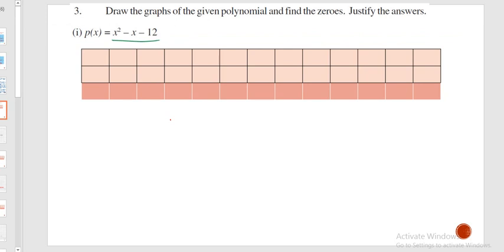So what is the given polynomial? x square minus x minus 12. So x square minus x minus 12 is the given polynomial, right? If you want to plot the graph for this, we are going to consider the values of x, then we are going to get the corresponding values of p of x. Now the points are nothing but x comma p of x. So these points we are going to substitute, right? Now how to get this?